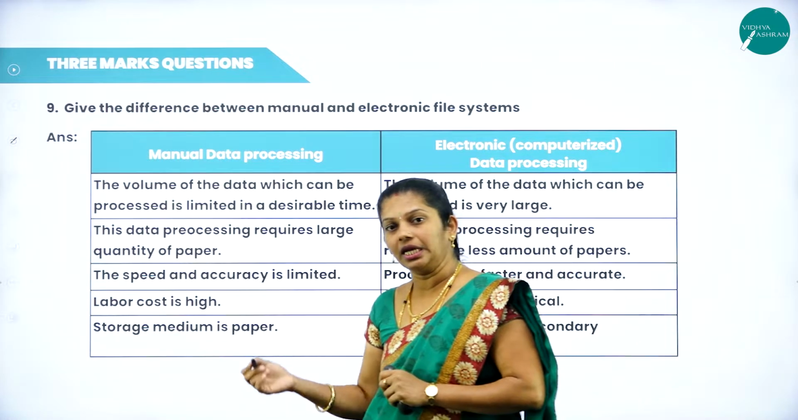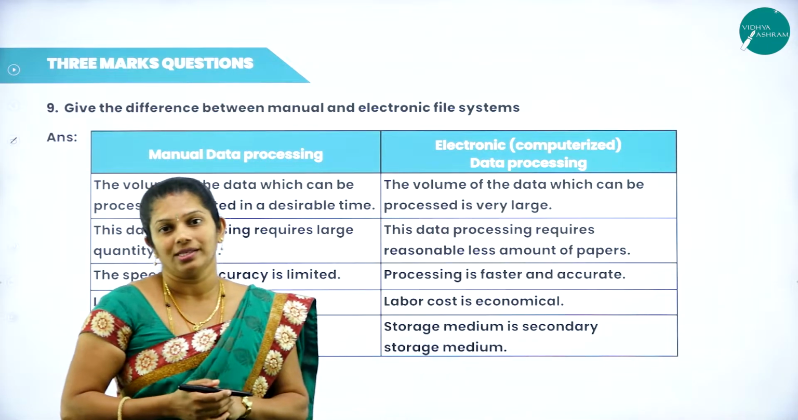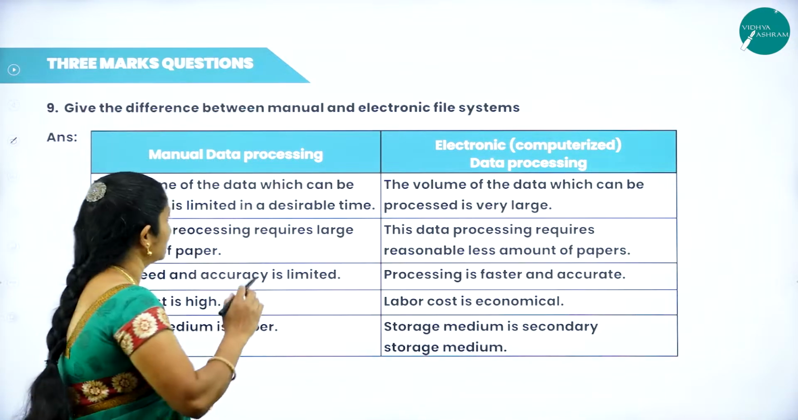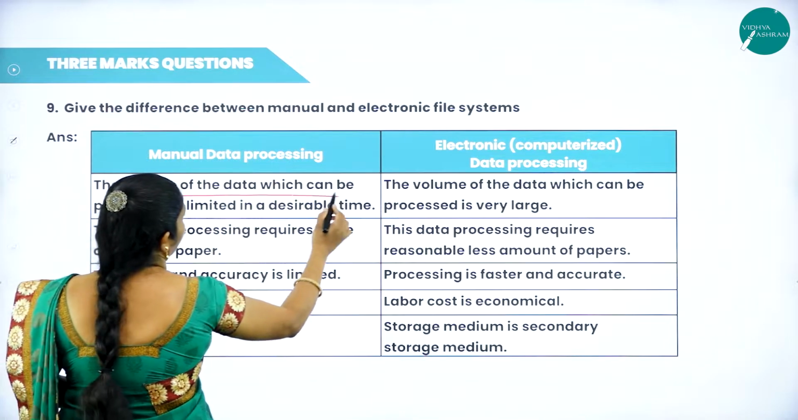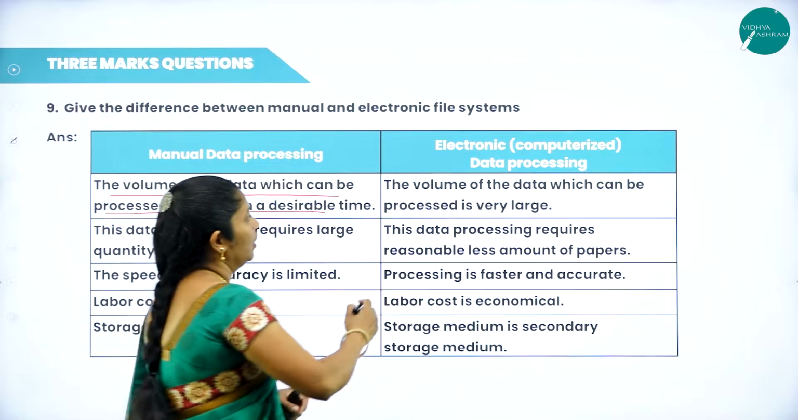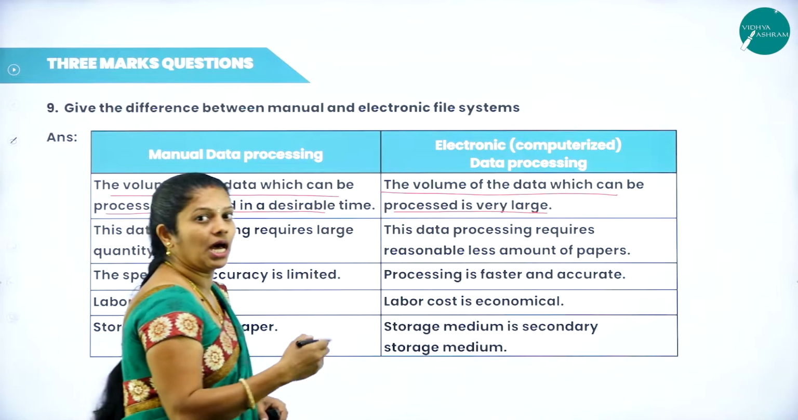And storage media: in manual we are using papers, whereas in electronic the magnetic devices are used. This is the major difference. First one, the volume of data which can be processed in a desired time is limited, whereas here the volume of data which can be processed is very large.